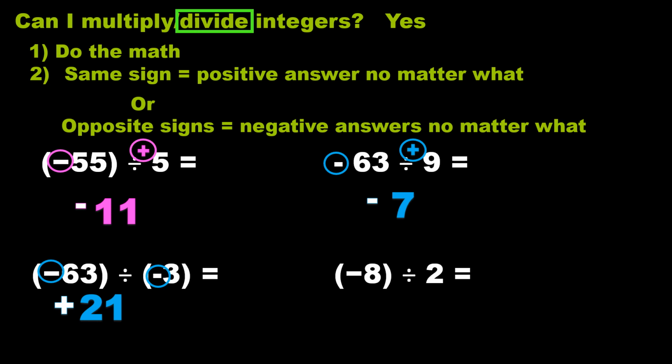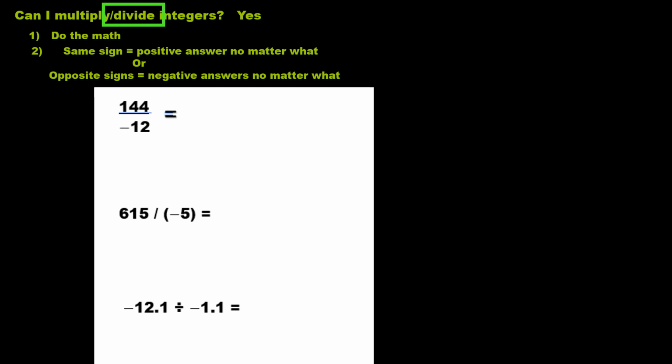All right, so then I have negative 8 divided by 2. Once again, I ignore those parentheses. It's not changing my math. I just do the math, and 8 divided by 2 is 4. Now I look at my signs. I have a negative and I have a positive. On the 2, it's an understood positive. They're opposite signs, so I know my answer has to be in the form of a negative 4. Just like in multiplication.